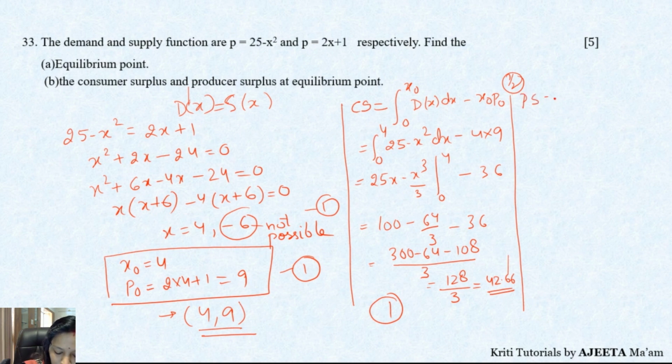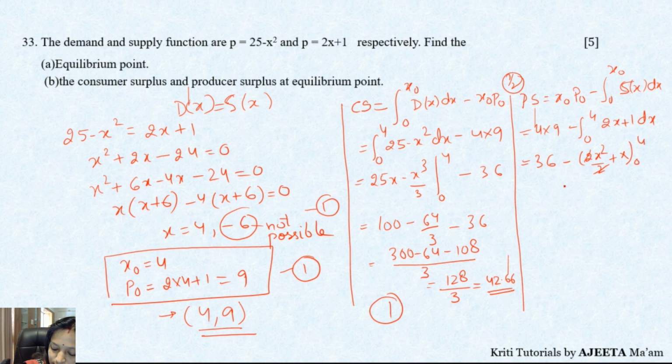Now let's go for this producer surplus. X0 P0 minus 0 to X0, and we have supply function here. Okay. So X0 P0 is 4 into 9 minus 0 to 4, 2x plus 1 dx. So 36 minus 2x square by 2 plus x, 0 to 4. So 36 minus 4 square is 16 plus 4, right? So 0 if we put, we get 0. So what will you get? 36 minus 20, that's 16.